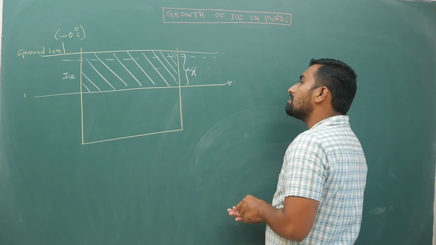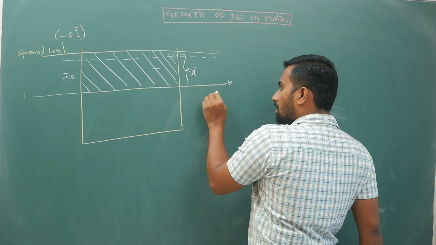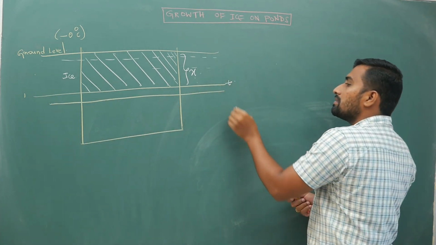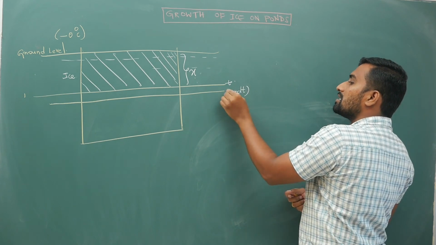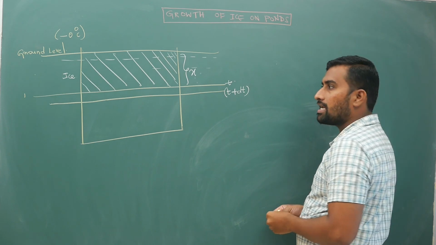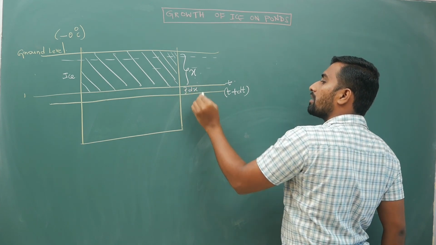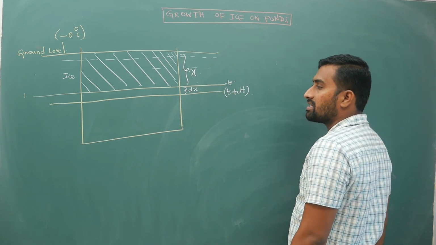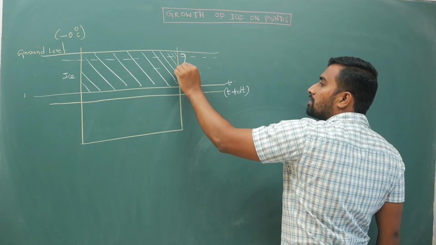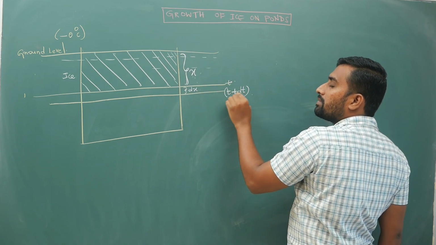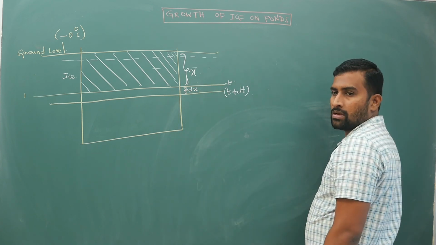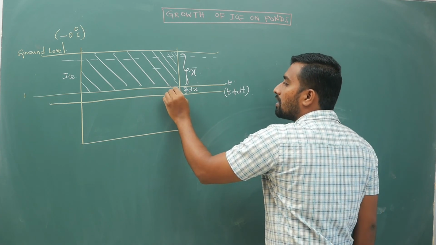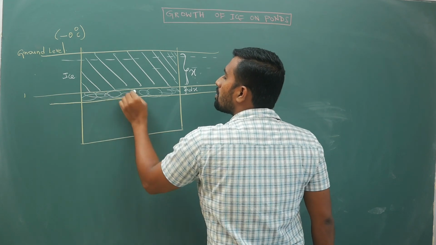In time t the depth is x from the surface. In time t plus dt, you will have dx width. In time t, x is the width, and in time t plus dt, dx is the additional width. So from here to here it is x in time t. In dt time, this much amount of water will get converted into ice.